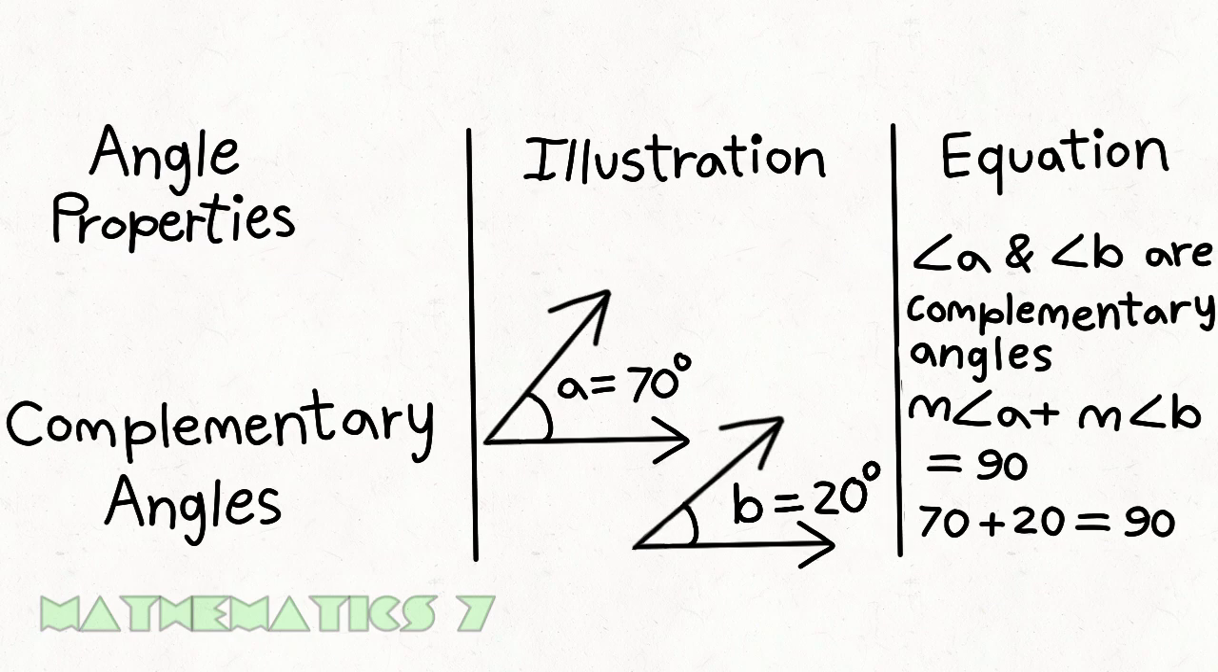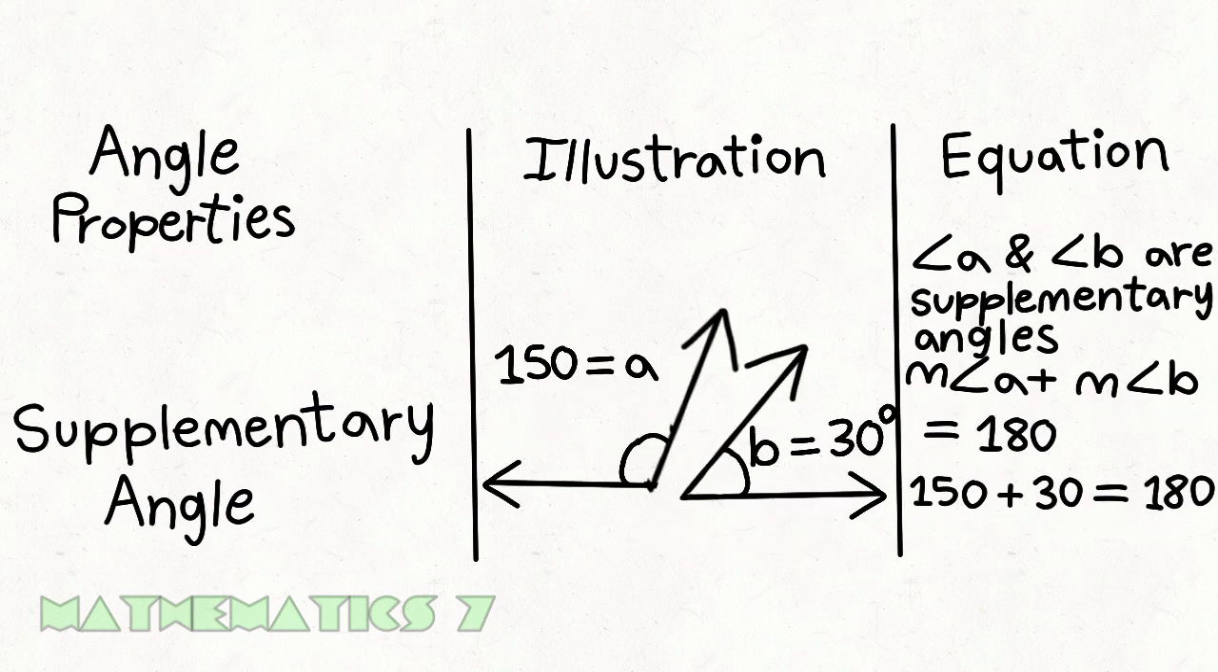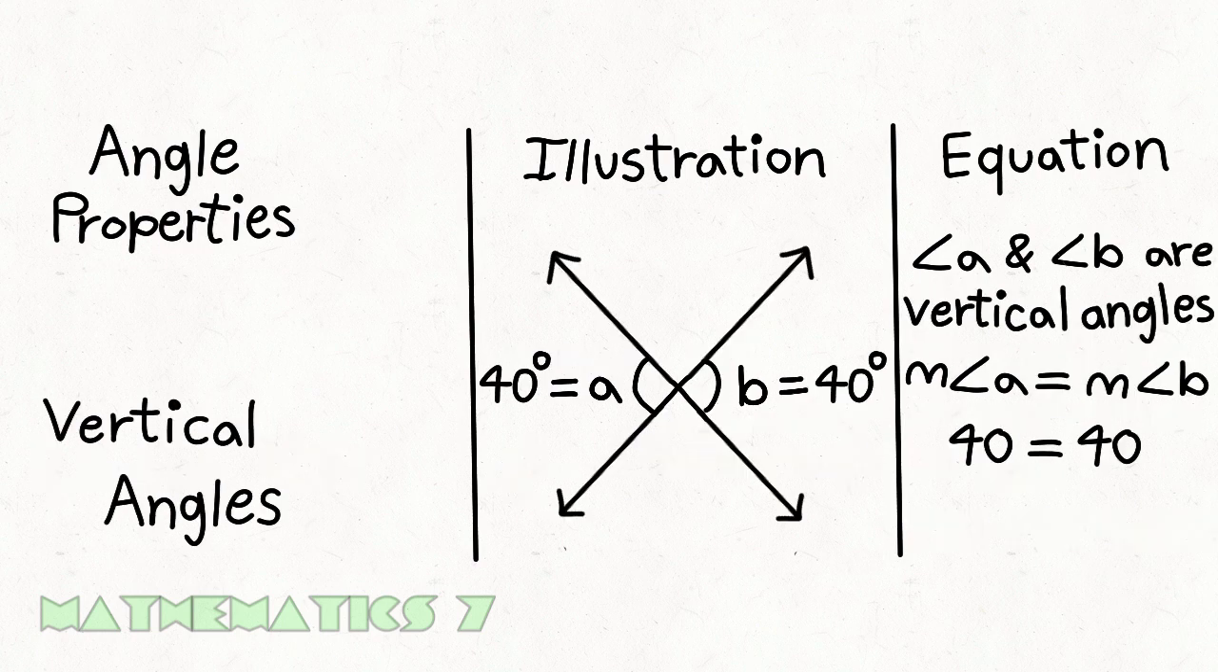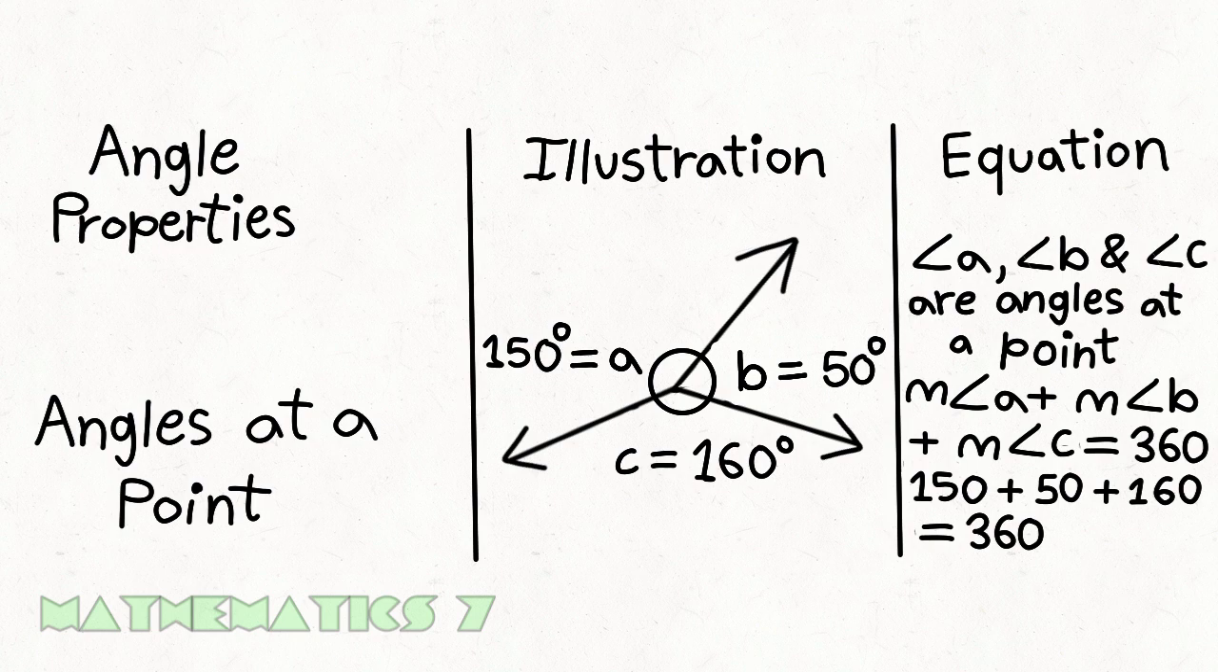Complementary angles are two angles whose sum of their measures is 90 degrees. Supplementary angles are two angles whose sum of their measures is 180 degrees. Linear pair is a pair of adjacent angles and form a straight line and are supplementary. Vertical angles are two angles having congruent or equal measures. The sum of the measures of angles at a point is 360 degrees.